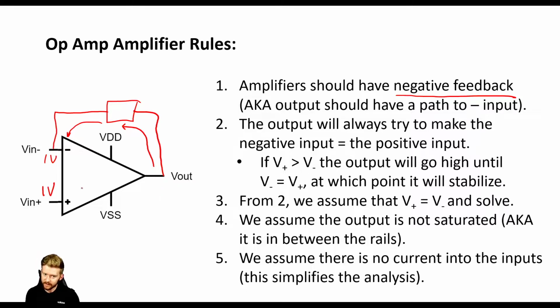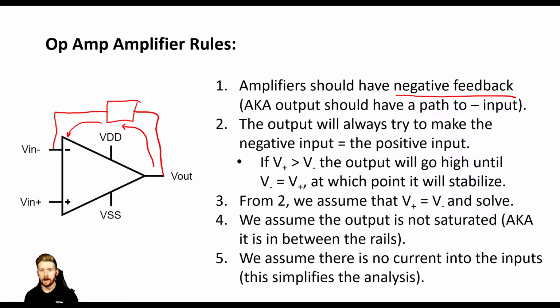So that's just a little brief example. If it doesn't make sense, it'll make a little bit more sense later on, especially once we start the analysis and design rules. The brief explanation is that if V plus is greater than V minus, the output will go high until they're equal, and that's where it's going to stabilize. That's just something to keep in the back of your mind. So from step 2, we're going to assume at the very beginning that V plus is equal to V minus, and then start solving that way. That's not always a true assumption, but it's a pretty good place to start whenever you're analyzing these amplifiers.